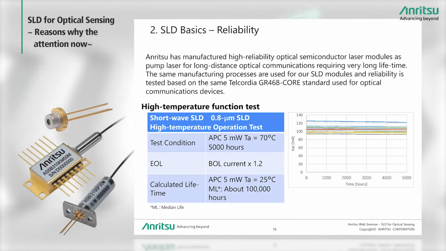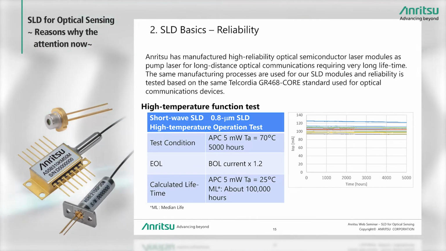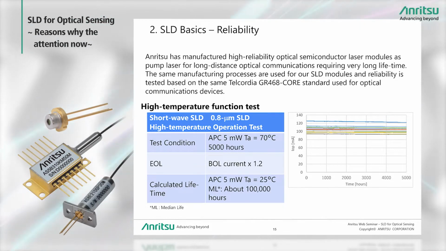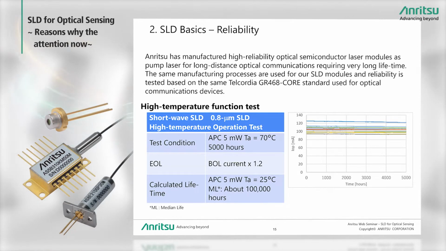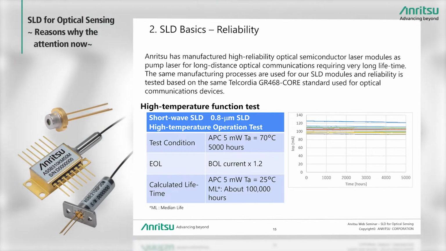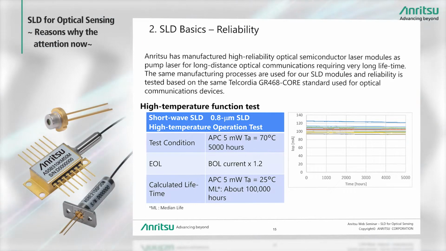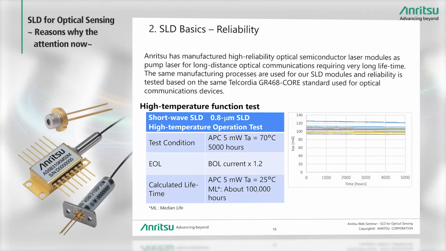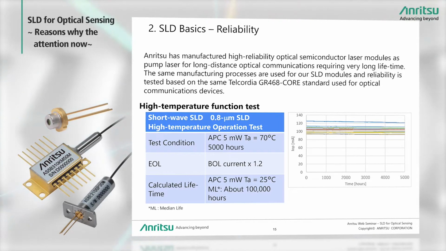With respect to chip reliability, stable operation is confirmed by performing high-temperature tests at an ambient temperature of 70 degrees Celsius for 5,000 hours, automatic power control at a fixed optical output power of 5 milliwatts. The graph on the right of this slide shows the elapsed time on the x-axis and the operating current on the y-axis. When the lifetime is defined as 1.2 times operating current, median life is about 100,000 hours, which is a sufficiently long operating life in sensing equipment.